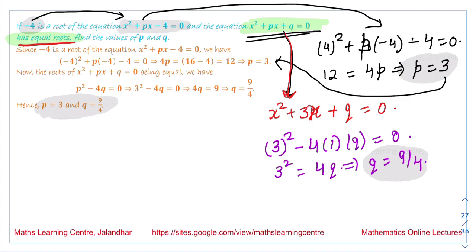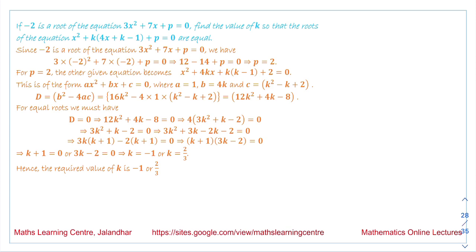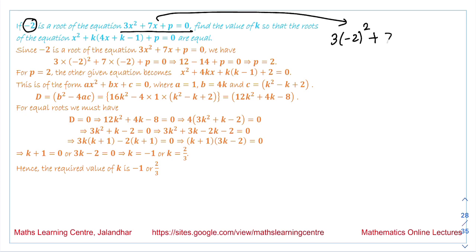Next is, if minus 2 is the root of this equation, then find the value of k so that the roots of the equation are equal. Again minus 2 satisfies this equation. It means 3 into minus 2 square plus 7 into minus 2 plus p is equal to 0. So it is 12 minus 14 plus p is equal to 0. So we get p is equal to 2.